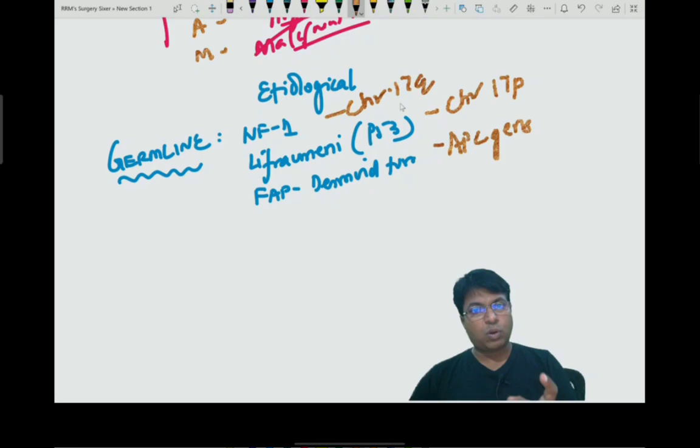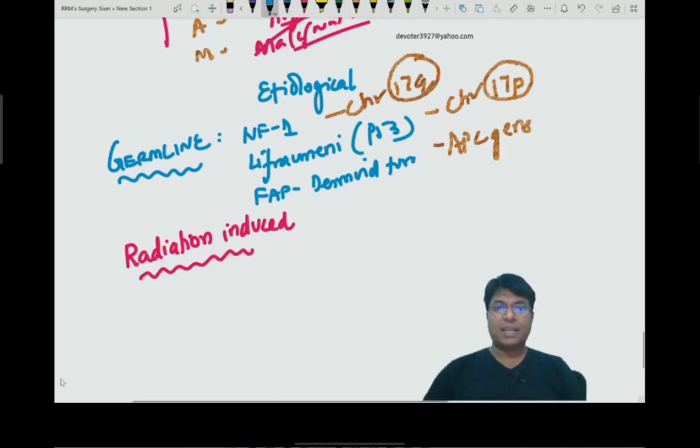So these are very important basic things, and this is associated with radiation. One of the important causes of sarcoma is radiation induced. Please don't ever forget this. And other carcinogens are also there in the list. There is a huge list of carcinogens which can cause sarcoma. They are thorotrast, polyvinyl chloride, and arsenic.